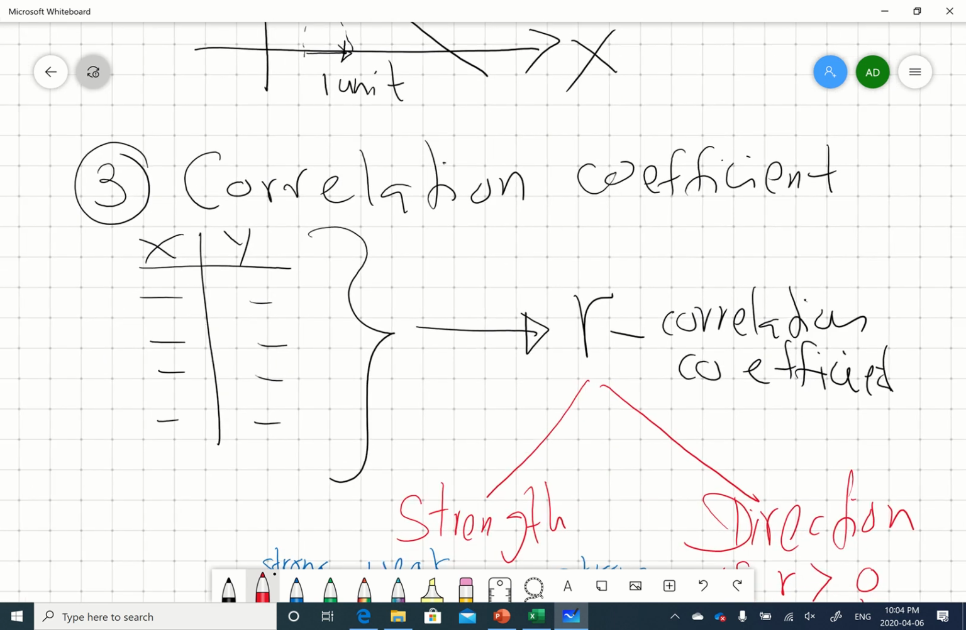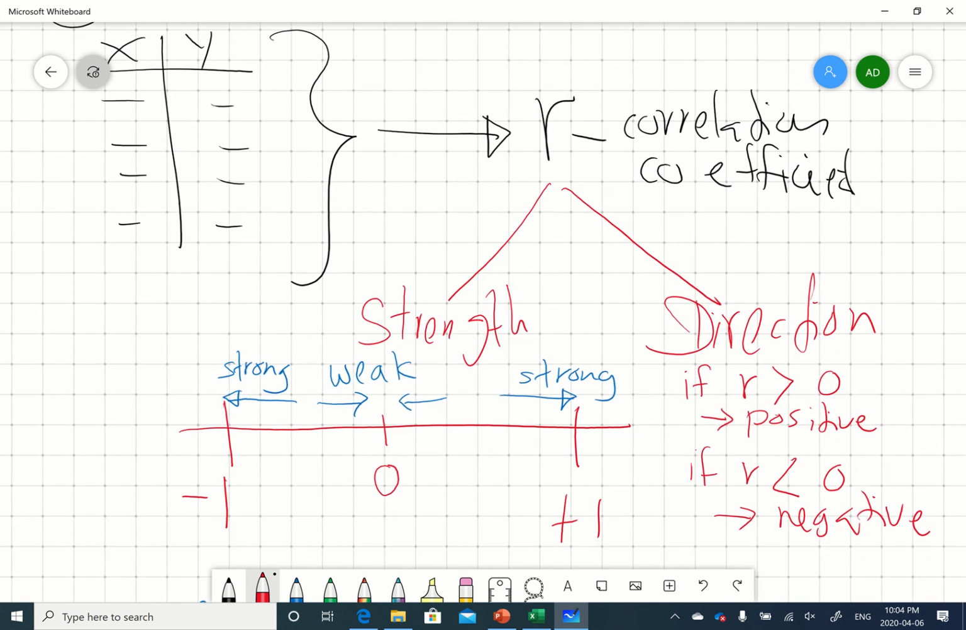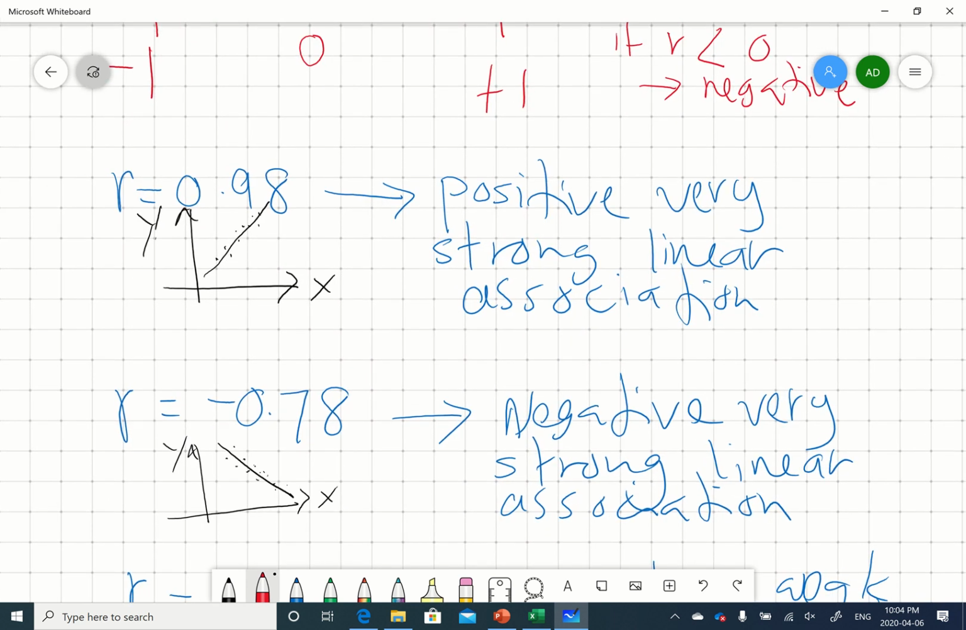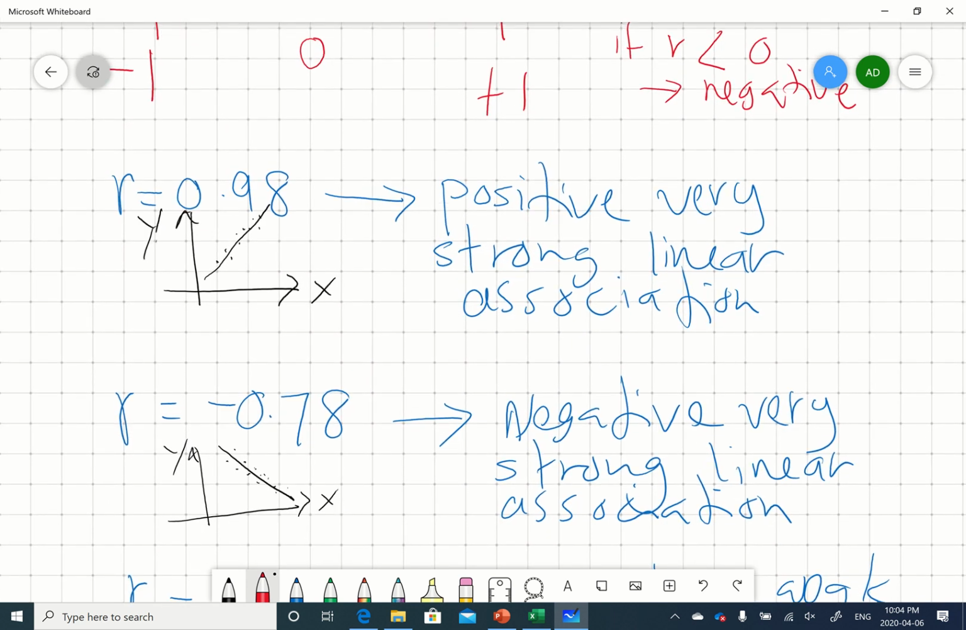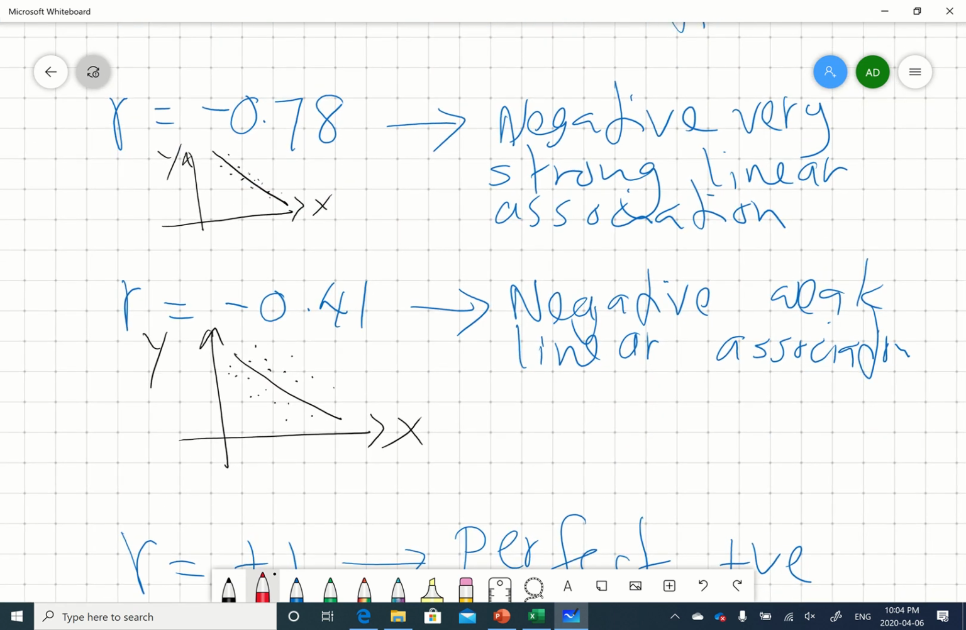And then same idea, correlation coefficient. We try to measure the association between x and y under 2 categories. What's the strength of this association? What's the direction? For a positive value, the association is positive. That means when you increase the x value, y value goes up. And if r is closer to 1 in magnitude, it's a very strong association, and if it's closer to 0, it's a very weak association.